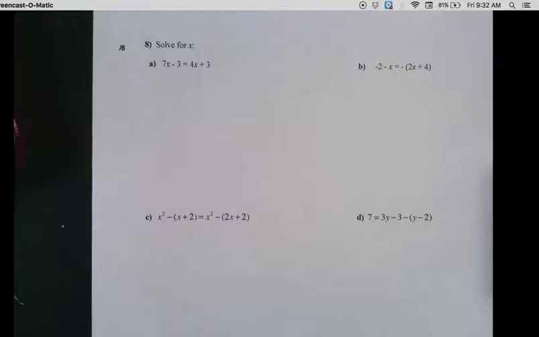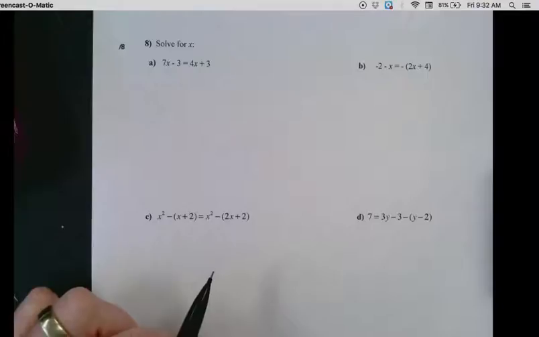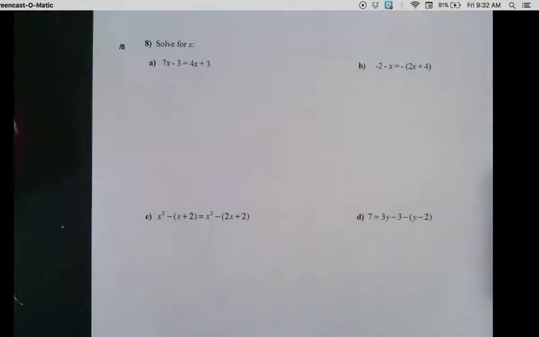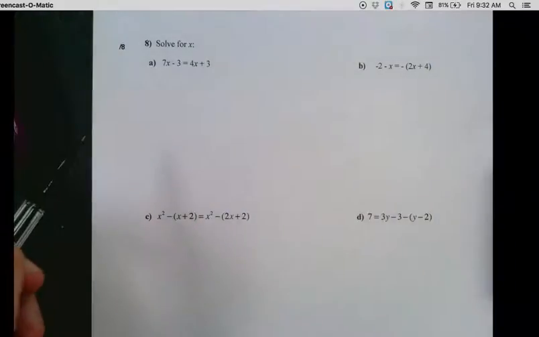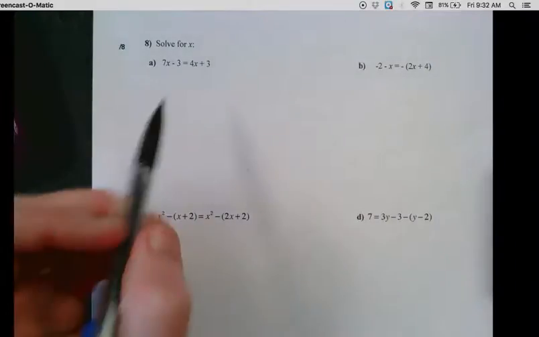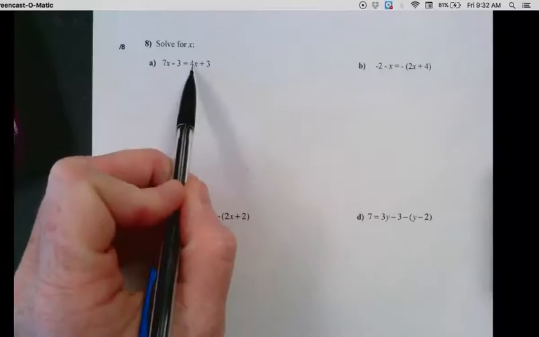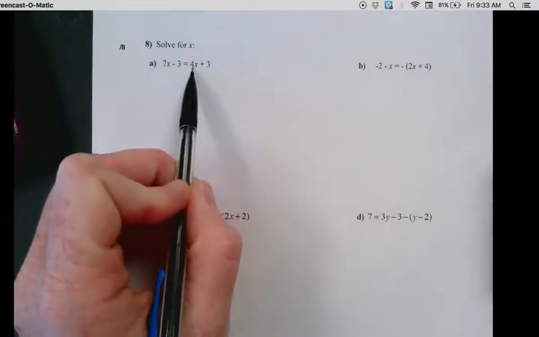All right, solve for x. So again, we could have used algebra tiles for these, but I'm not going to. I'm just going to go ahead and solve these algebraically. So first thing I think I want to do is get these four x's to go away on this side.